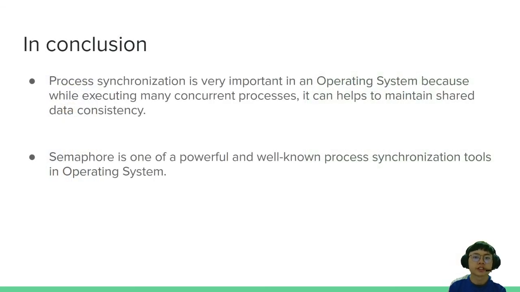In conclusion, process synchronization is very important in an operating system because while executing many concurrent processes, it helps to maintain shared data consistency. And the semaphore is one of the powerful and well-known process synchronization tools in the operating system. And I think that's all for me, and I hope this video can help you understand process synchronization and semaphores better. Thank you so much.